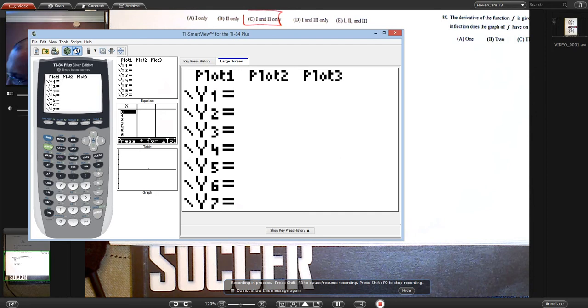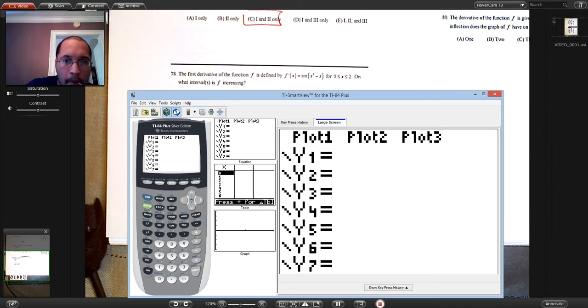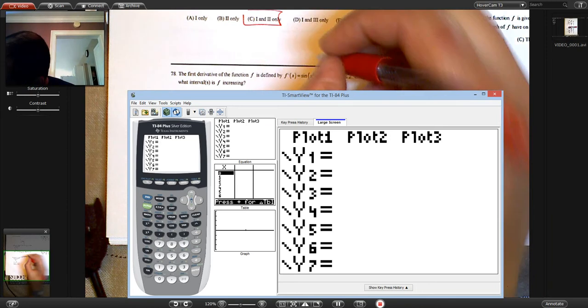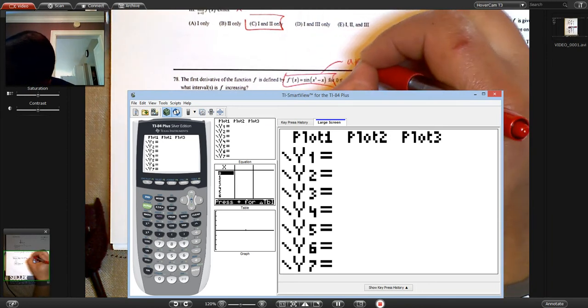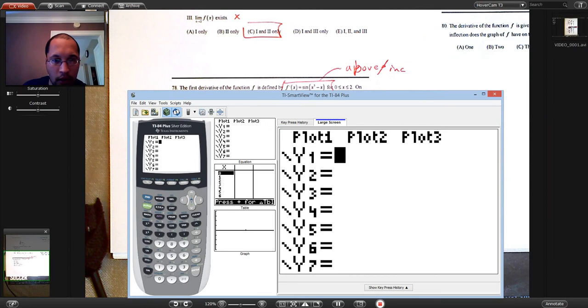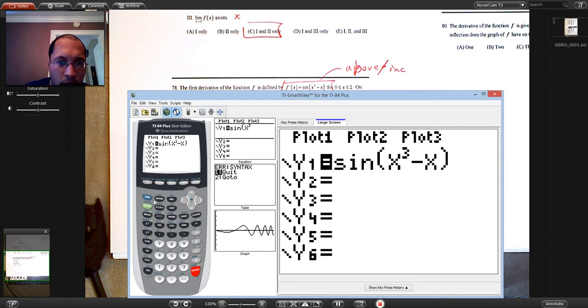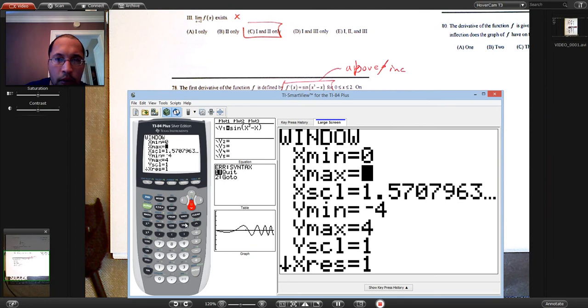Okay, so y'all can see the question. Actually, that's the derivative, so this is the derivative above, increase. Sine, cube minus x. Window 0 to 2. I'm already in trig mode basically anyway, so I'm good to go.